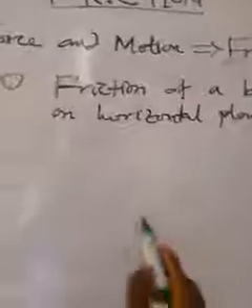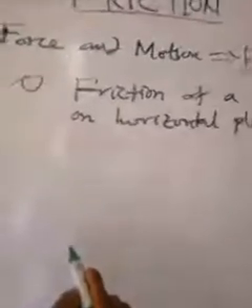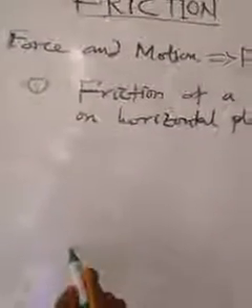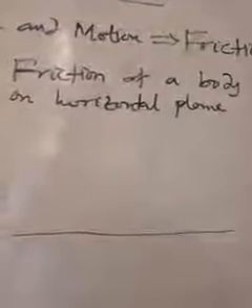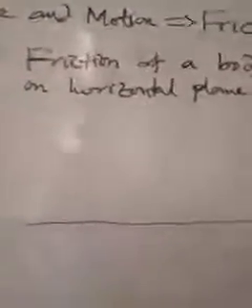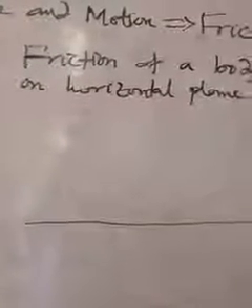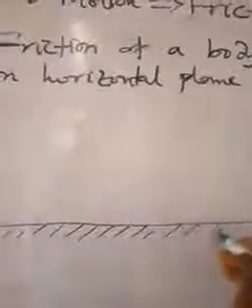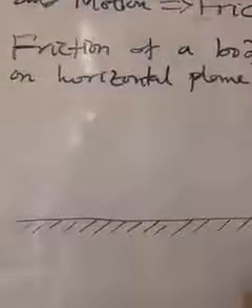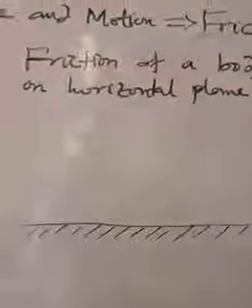Now let's look at it. This is horizontal plane. The surface of this plane can be smooth. It can also be a rough surface. If it is rough, we use this one to indicate that this surface is rough. If it is smooth, all this will not be there. Whether it is rough or smooth, we are looking at the motion of a body when we are having it on this plane.